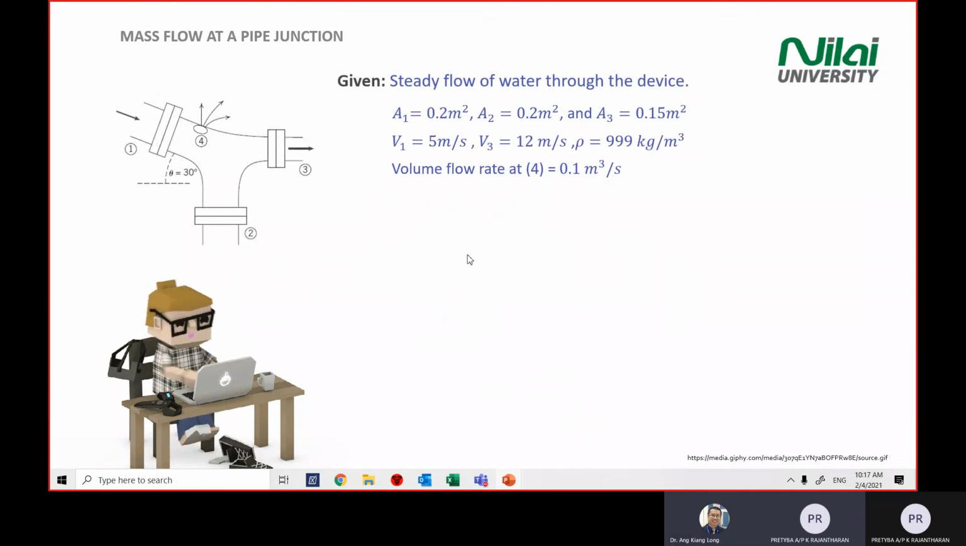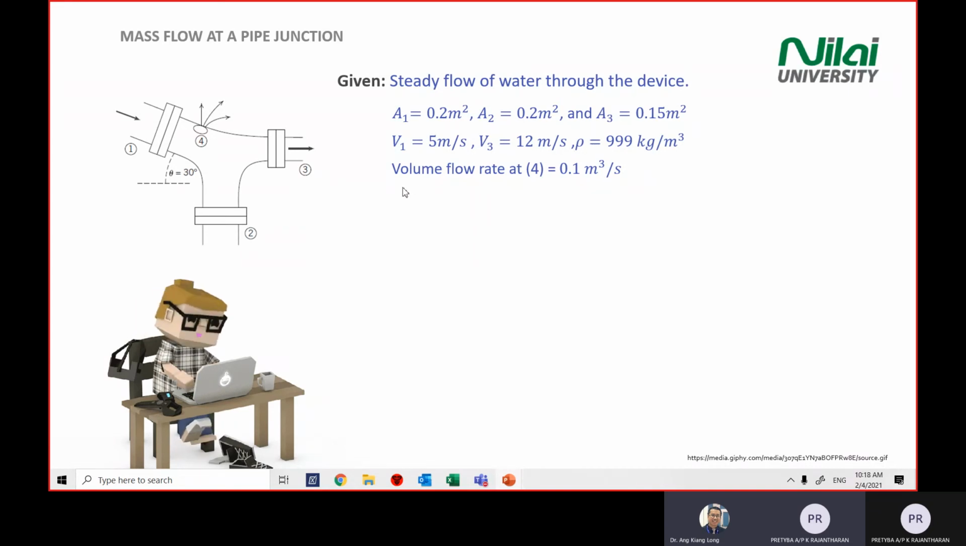These are the information we get from the question itself. We have the steady flow, and we have the areas of number 1, number 2, and number 3, and we have the velocity at point 1 and point 3, and the density is given. In this case, we have water. So in ANSYS, you need to set the material to water when you simulate.